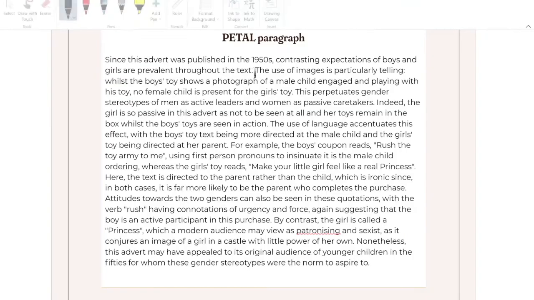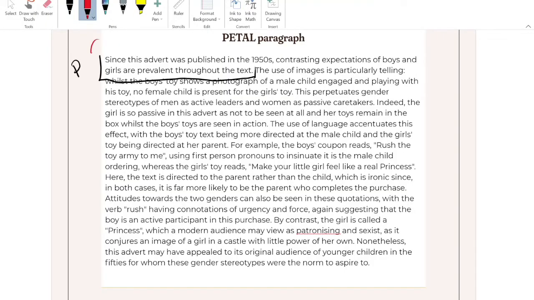So we can see then that it does begin with a topic sentence over here, which is our point, right? It's also a big idea. So it's talking about contrasting expectations of boys and girls. Now we're going to have two different loads of ETA, right? So firstly, we're focusing on the use of images, and the evidence is talking about the photograph. So the male child is playing with the toy, whereas in the second text there is no female child present at all. So this is all our evidence. Then we're analysing it and we're talking about how it's perpetuating stereotypes of men as active leaders and women as passive caretakers. That is quite an insightful point here.